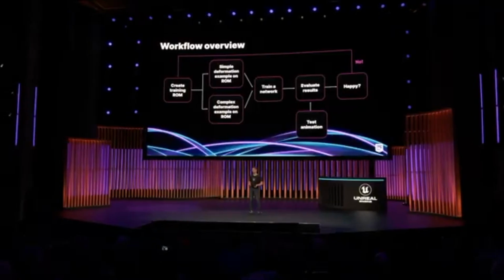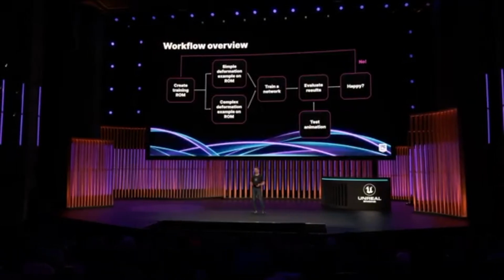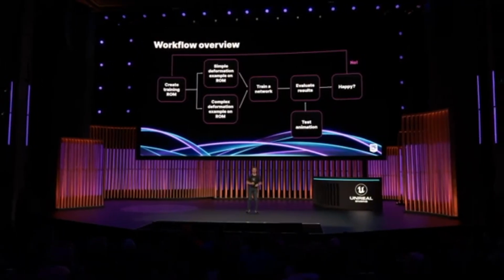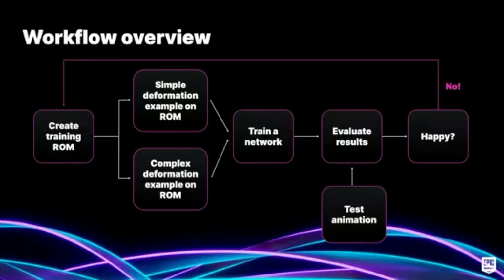Before we dive into Unreal and take a look at the workflow, let's get a high-level overview of it. The first step is to generate the training ROM animation. The aim of this is to provide the training process with lots of examples of what we want the deformation to look like in lots of different poses. Currently, the easiest method of doing this is to use our Maya PoseGen tool, and this will generate a random animation.